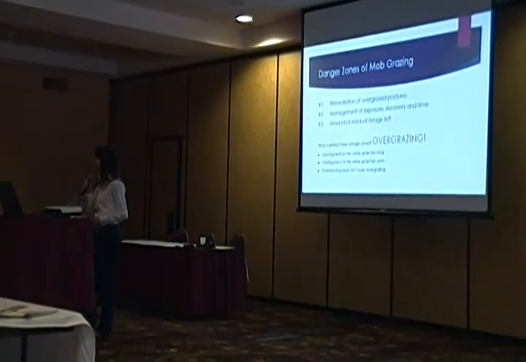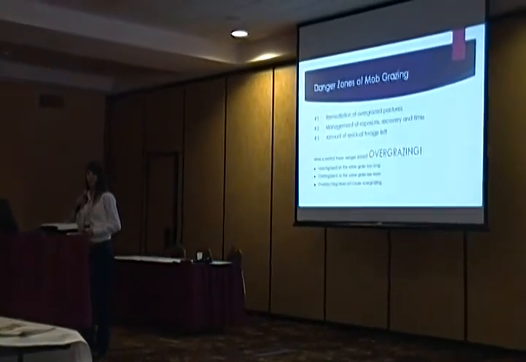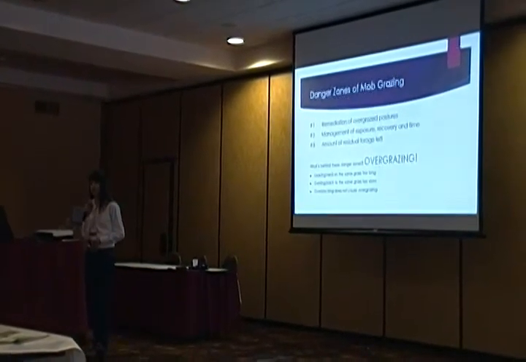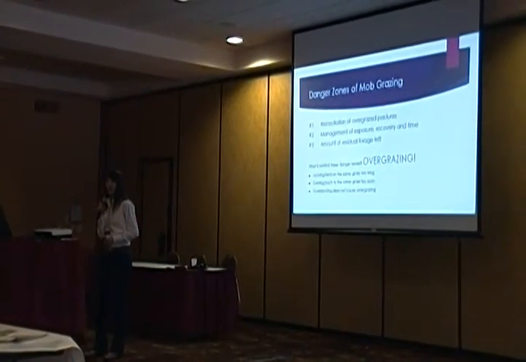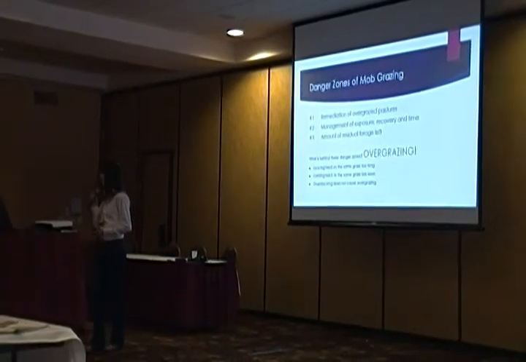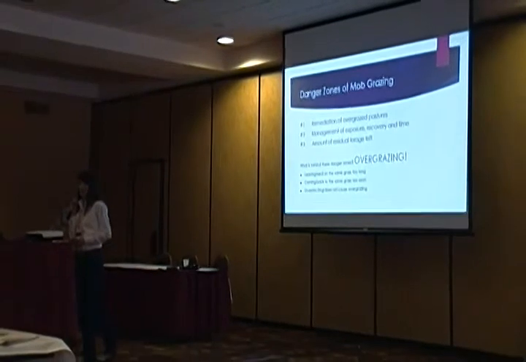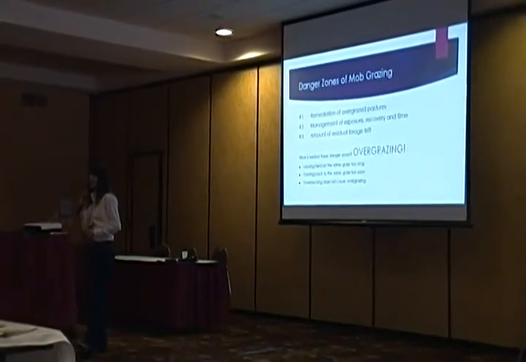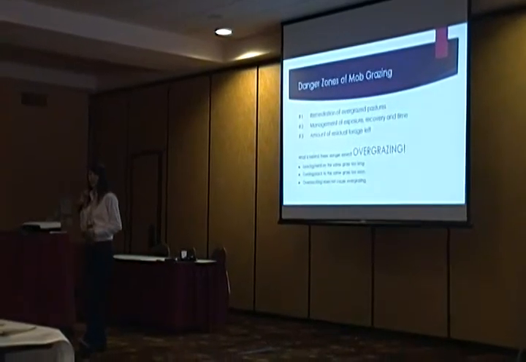There are 3 danger zones that I've identified in mob grazing. First one being the remediation of overgrazed pastures, second, the management of time, and third would be the amount of residual forage that you leave. And these are the areas that you have to pay the closest attention to. What do all of these revolve around? Overgrazing. So every one of them can be tied back to that.